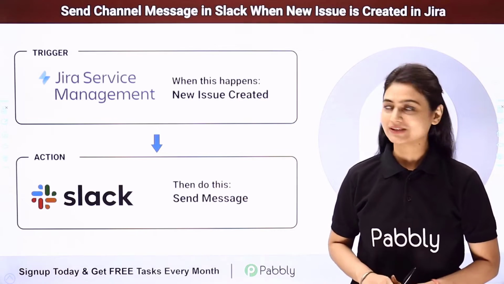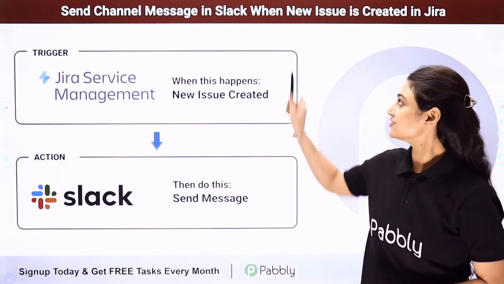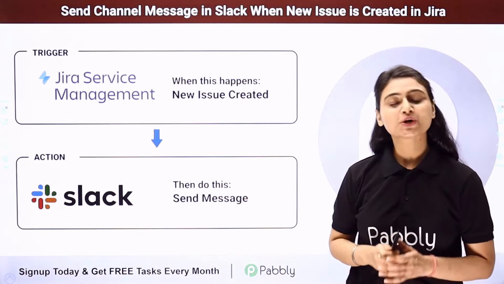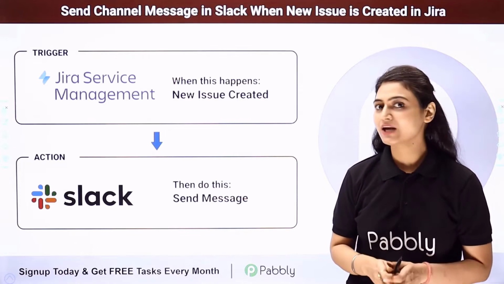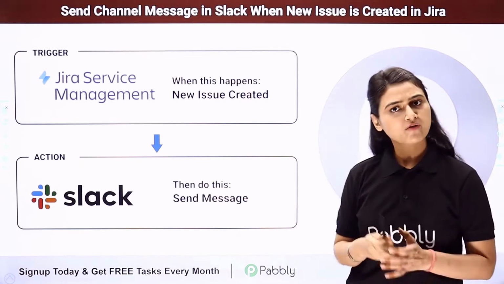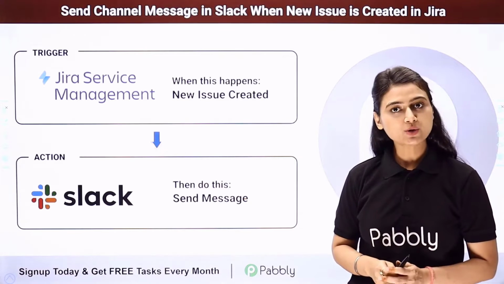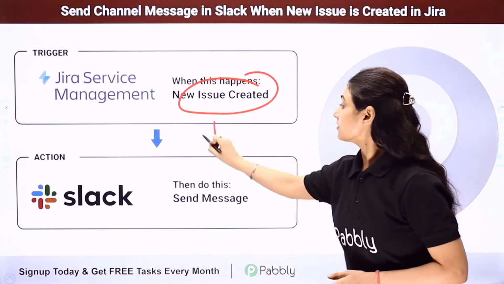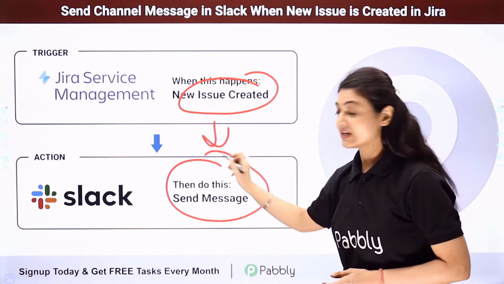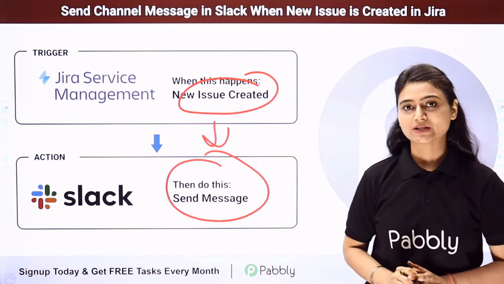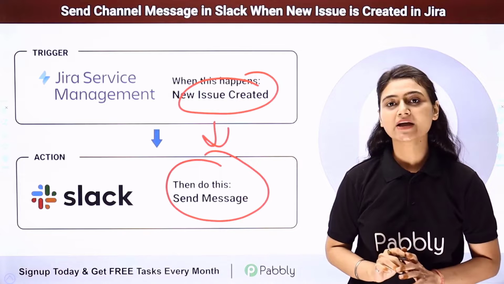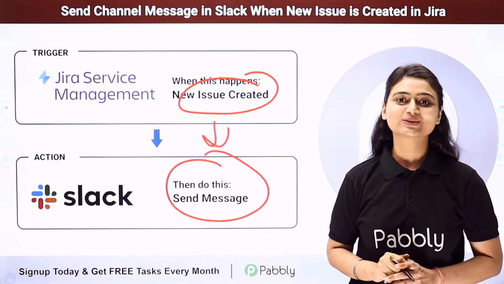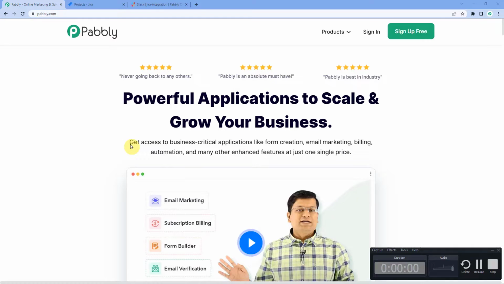In this video, we will learn how you can automatically send a channel message in Slack when a new issue is created in Jira. So let's say you run a business and you use Jira Service Management for work management purposes. Now you want every time a new issue is created in Jira, a channel message should be sent in Slack alerting your employees. We will automate this entire process with the help of Pabbly Connect. So let us come to my screen to see how we do this.